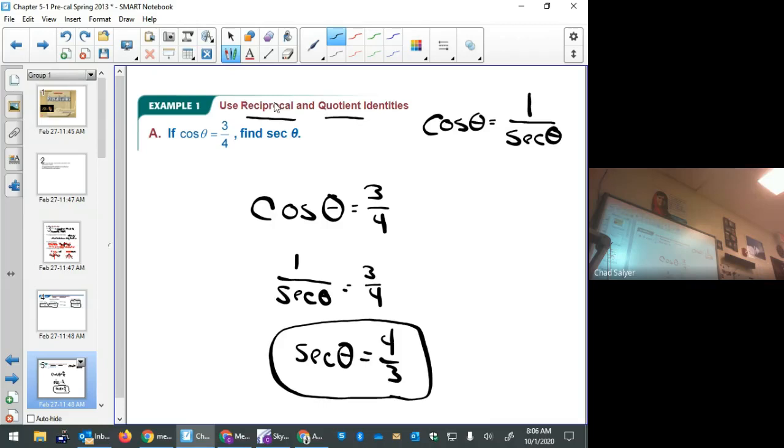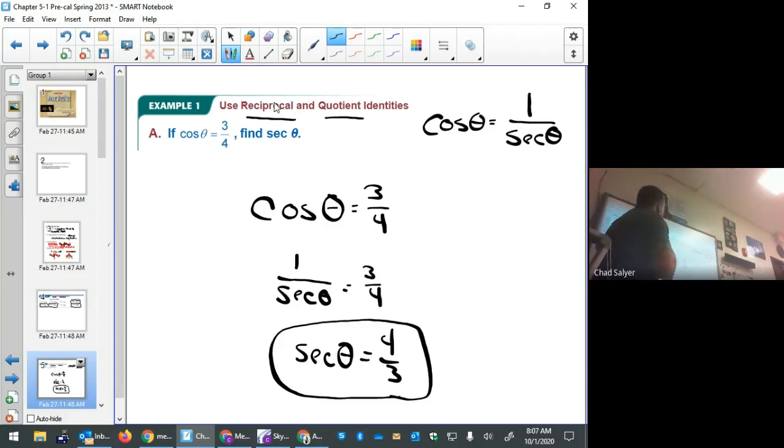So you basically just flip both sides of it? Yes. Taking something to the -1 power reciprocates both sides. So this side becomes secant theta over 1, and this side becomes 4/3. Good question, Rachel. Other questions?